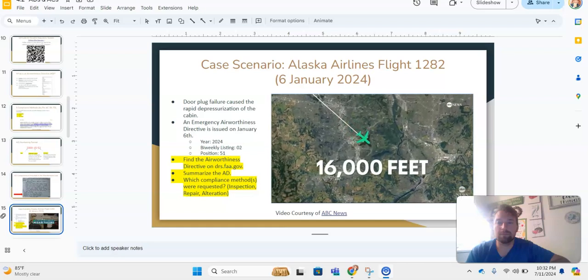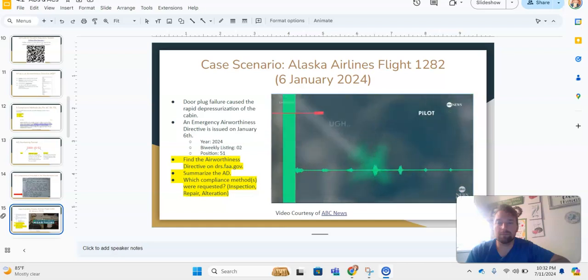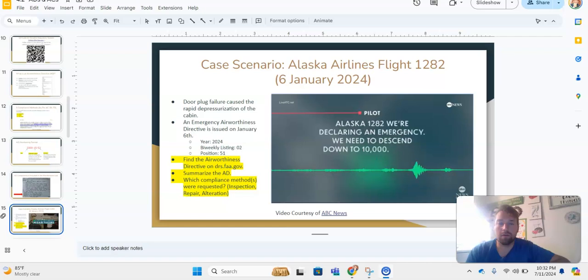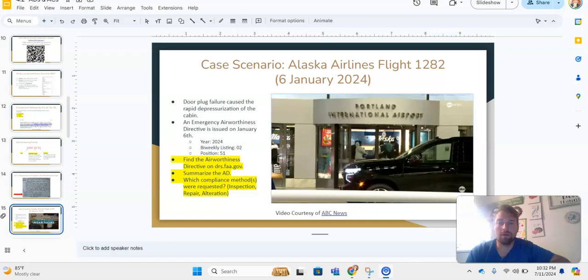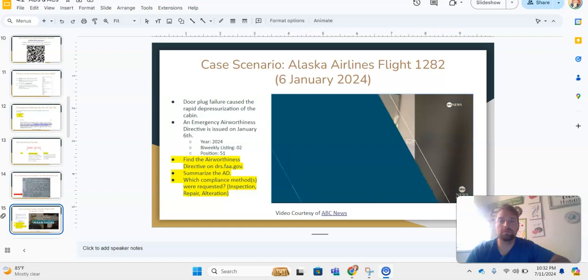The pilot makes an initial call to the Seattle control tower. Yeah, well, let's go down. It's Alaska. Copy, declared emergency. We're descending down to 10,000. The pilot will also later call the Portland control tower.